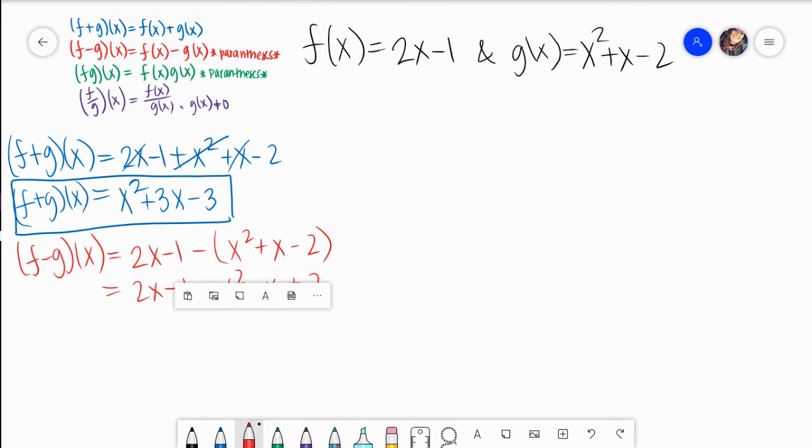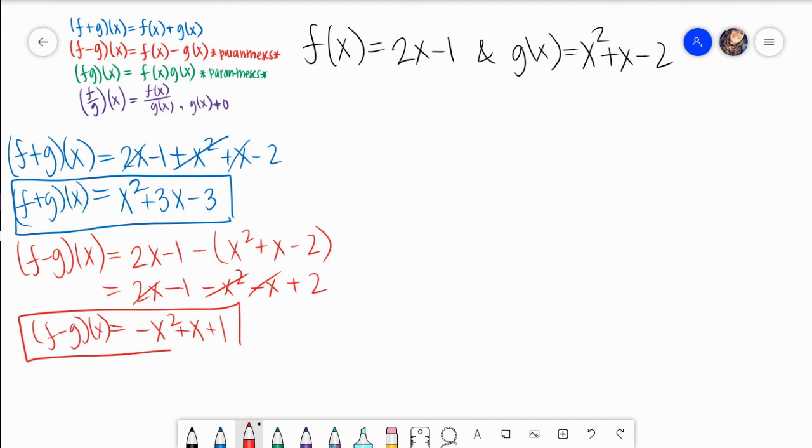Here, what we do is just combine like terms. I have a negative x squared. Then I have a 2x minus x. 2 minus 1 is just 1. Keep and keep. You would get a positive 1. And then I have a negative 1 plus 2. Signs are different. Subtract. Keep the sign of the larger. That would be our difference of functions.